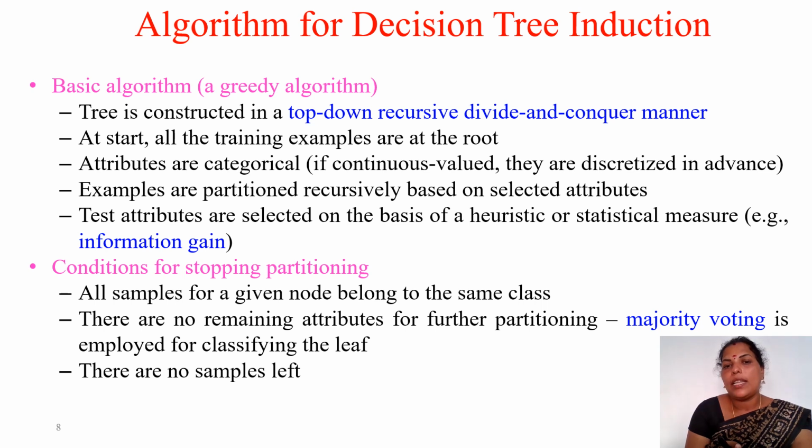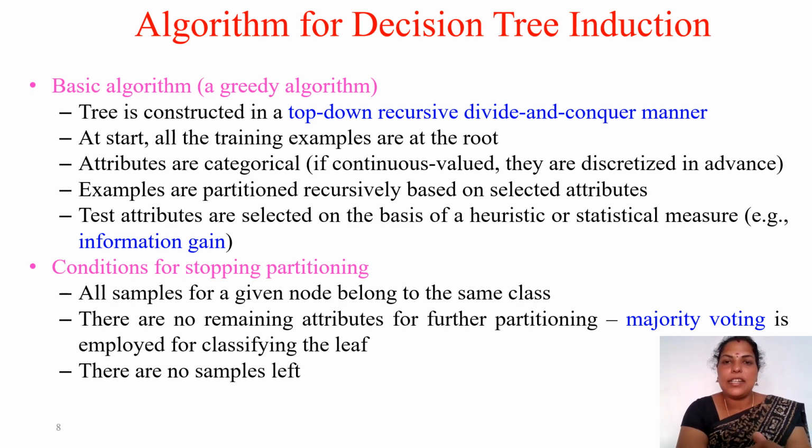At start, all the training examples are at the root. Then if attributes are categorical, fine; if they are continuous-valued, they are discretized in advance, or some other methodology is used. Then examples are partitioned recursively based on selected attributes. Test attributes are selected on the basis of a heuristic or statistical measure, that is, information gain.